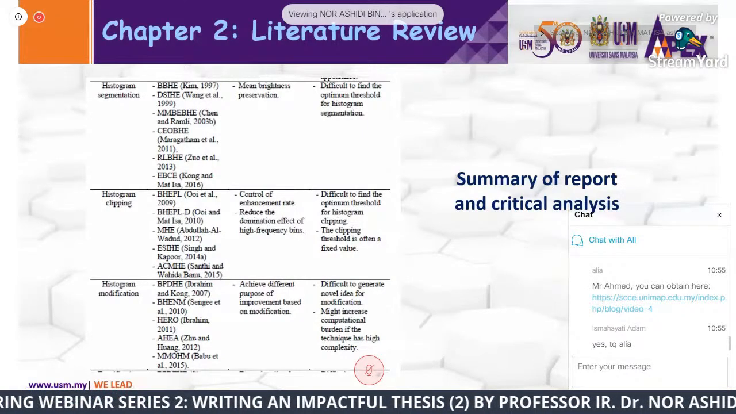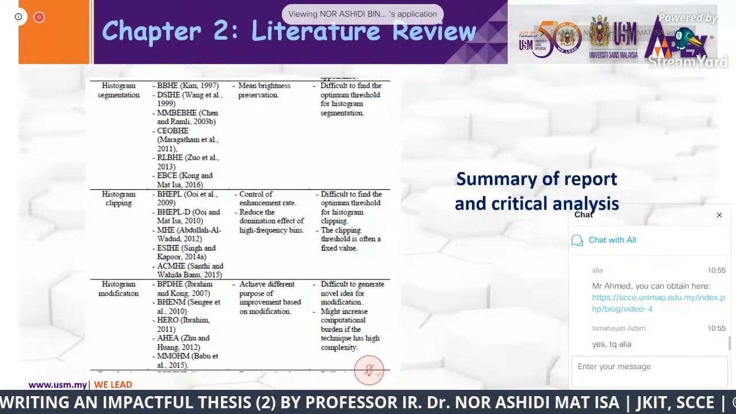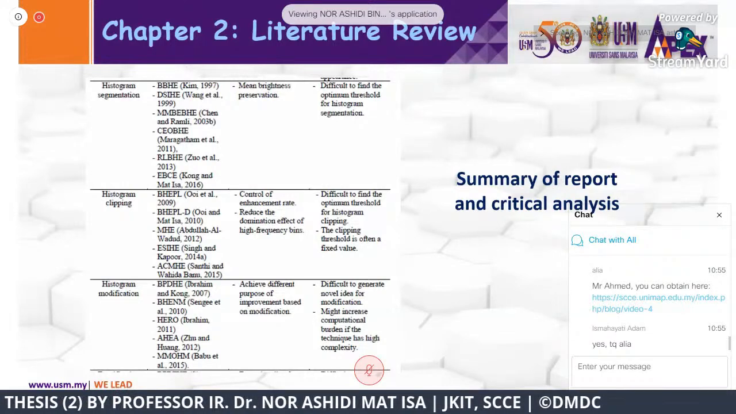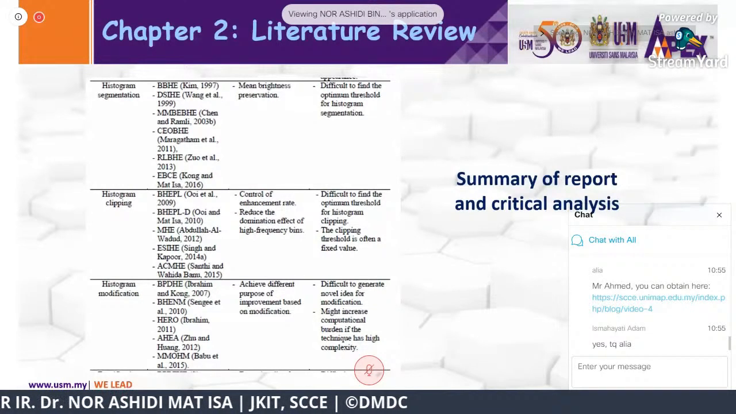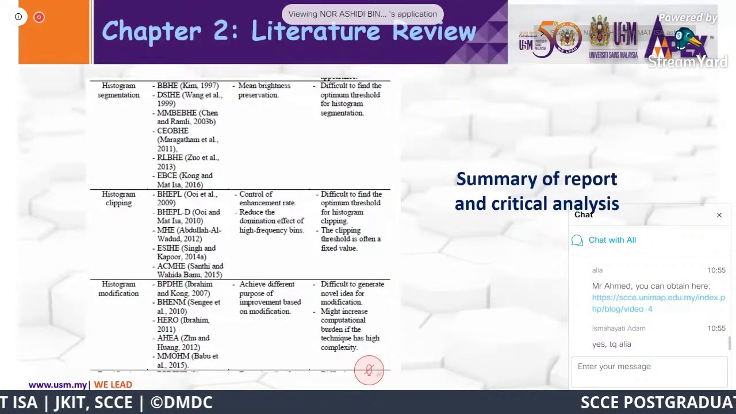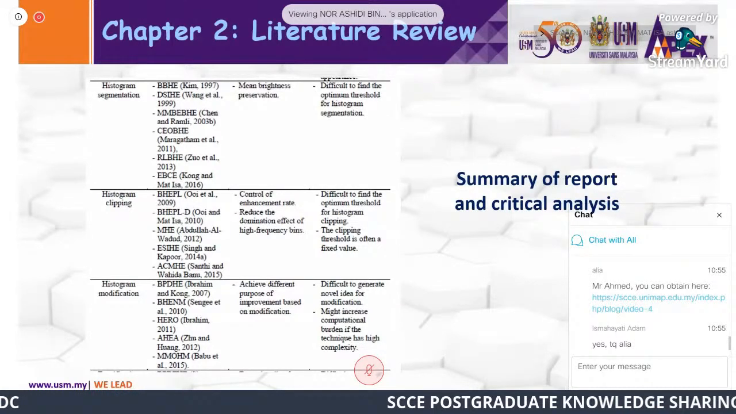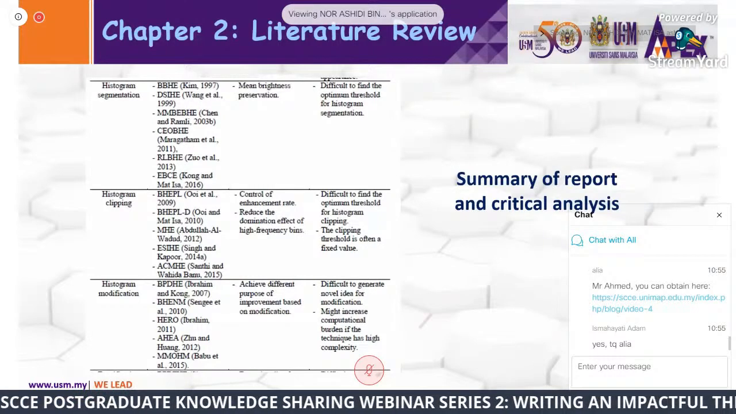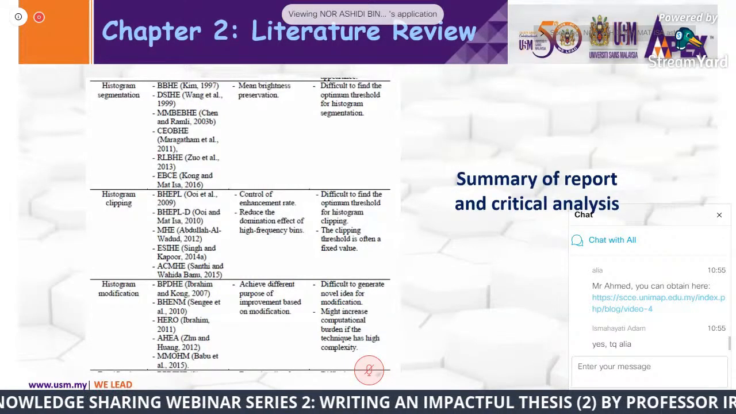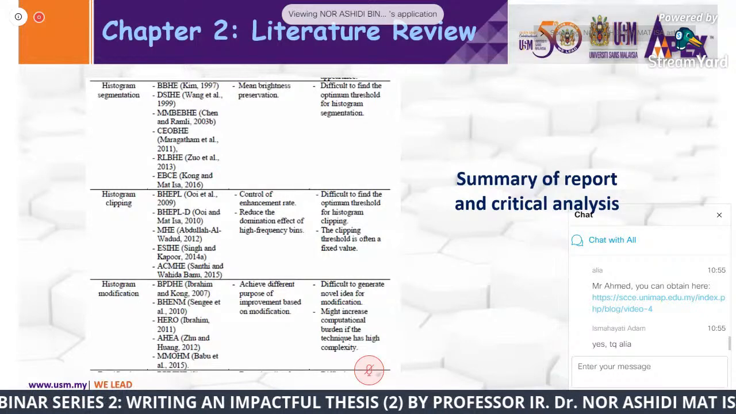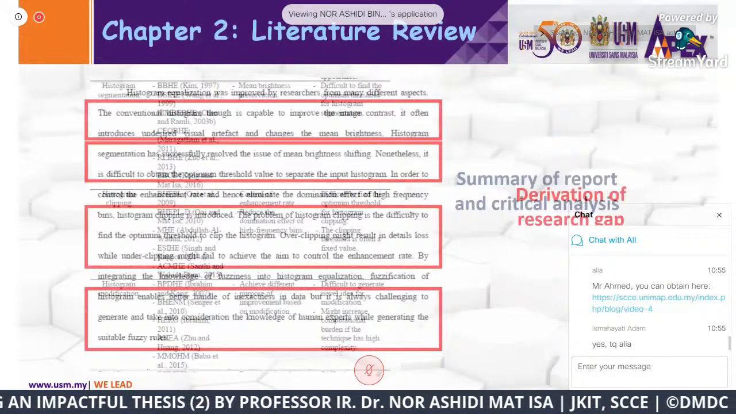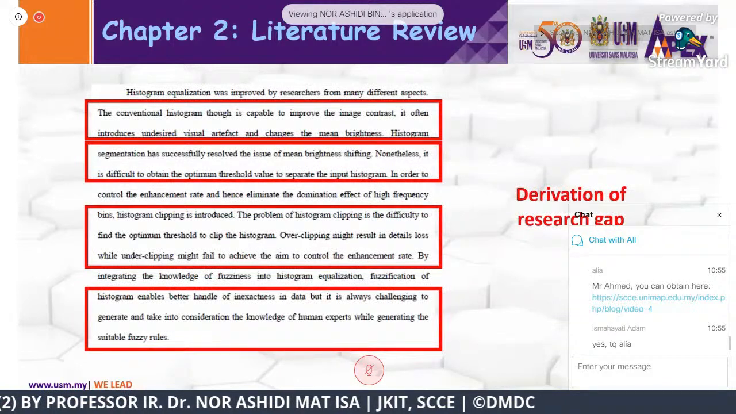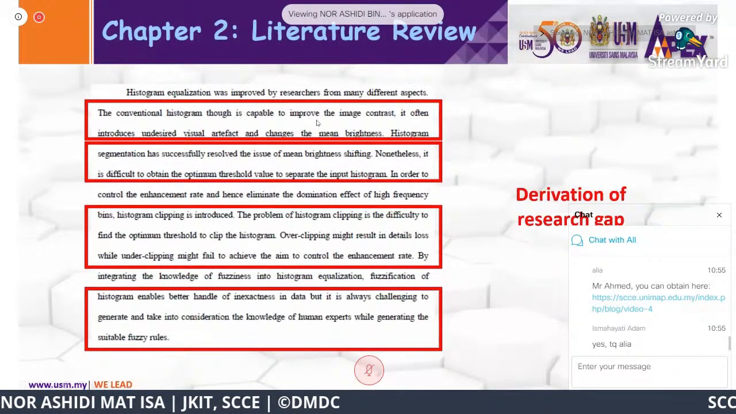Because of the way that you do your research, basically you will face problems, so you have to know what the limitation is. That makes you a good or excellent researcher. So try to have both. Okay, so this is the revelation of research gap based on those problems.